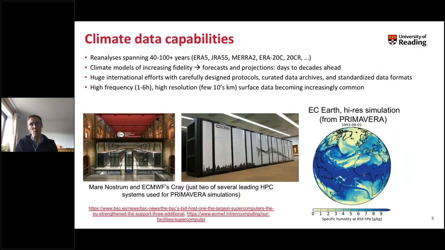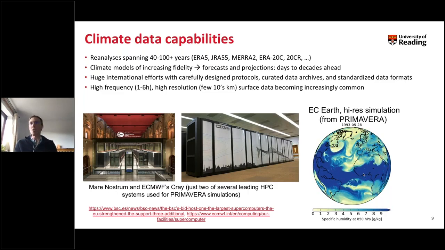The good news, however, is that we're more able to do this than we have ever been in the past. There are numerous different reanalyses. These are 3D reconstructions of the atmospheric circulation of the last 30, 40, 50, 100 years. There are numerous different ones out there. We have climate models that are getting ever better, both for short-term forecasts, by short-term I mean weeks and months ahead, out to decades ahead, out to the end of the century. They're getting increasingly good.